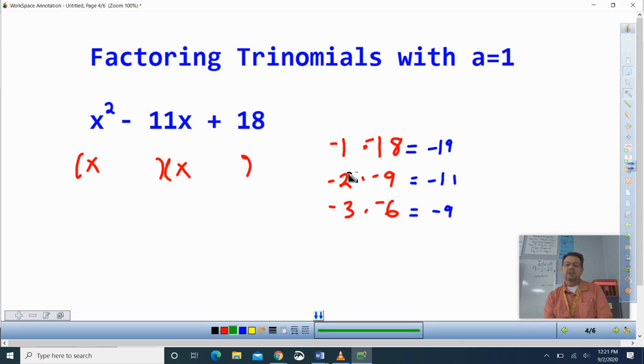So, okay, this is the one we want, right? That's the one that multiplies to give me positive 18, but adds to give me -11, okay? So I'm going to use -2 and -9. And again, if I multiply that back out, I better get what I started. So this would be the factoring. So that's the process when you have a negative here and a positive there. It means the signs of the multiplication have to be the same.